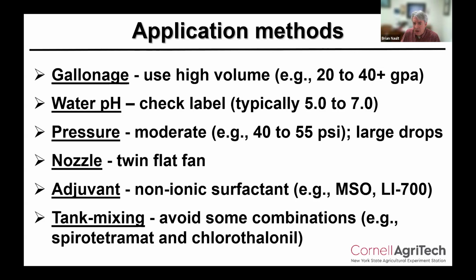In terms of adjuvants, a non-ionic surfactant is also a good choice. There are lots and lots of different options: MSO, LI700, Dynamic, Induce. There's a bunch. And then finally, tank mixing can be tricky. Avoid some combinations. In particular, be very careful to avoid using spirotetramat, which is either Movento or Senstar, with chlorothalonil fungicides. That's going to be Bravo, Weatherstick, Chloranil, and some others. I'm going to talk more about tank mixing with Bravo in a few minutes.